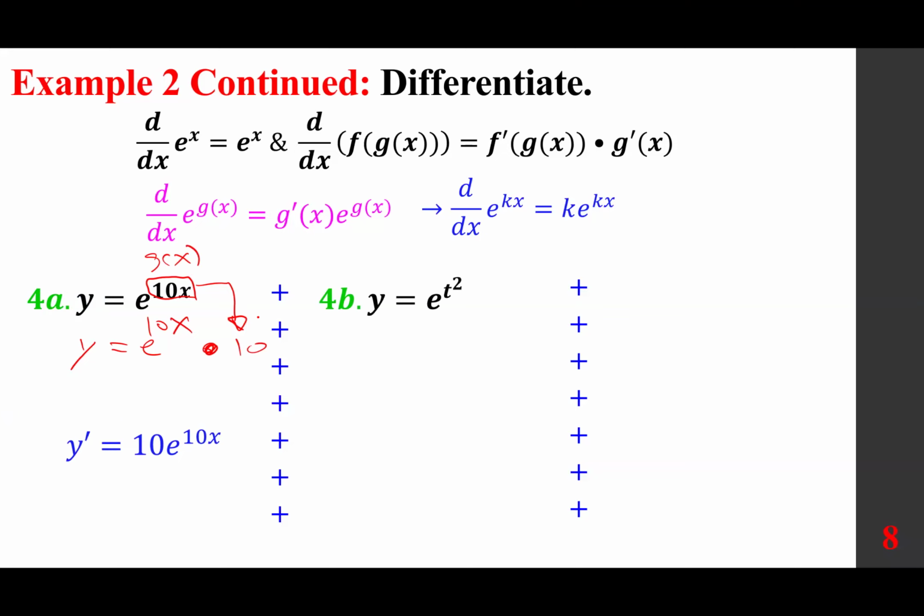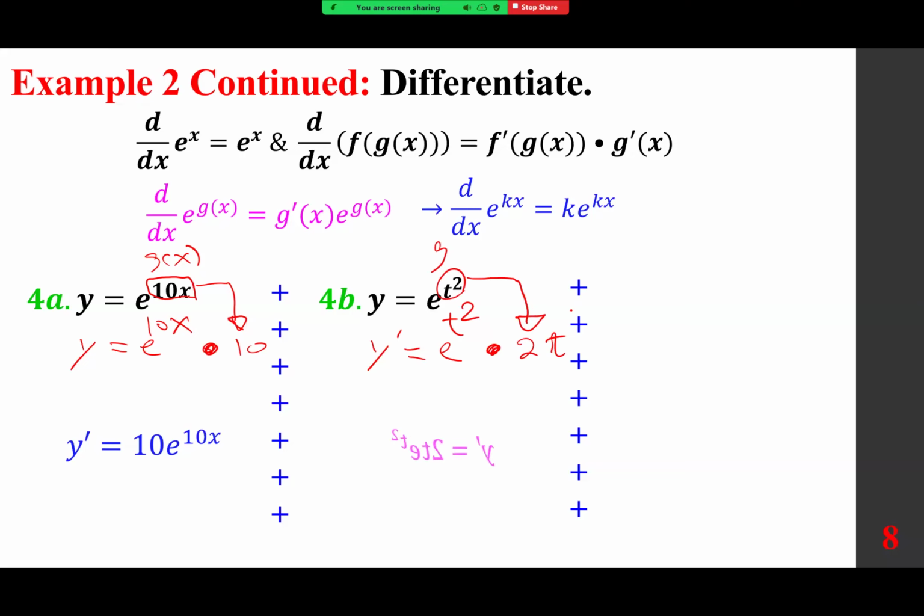Y equals e to the power of t squared. Again, I notice I have an exponential function. I just repeat the function. So if you think of this as the g function, then you need g prime by the chain rule. That means 2t. I put it in front. I'm done.